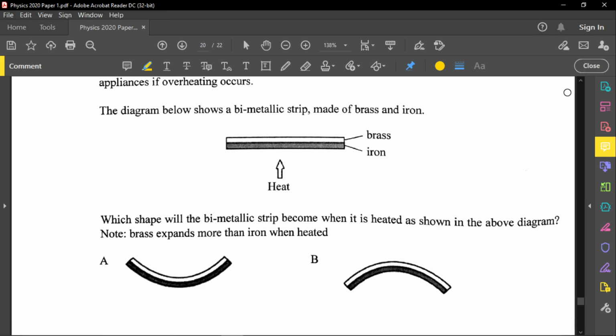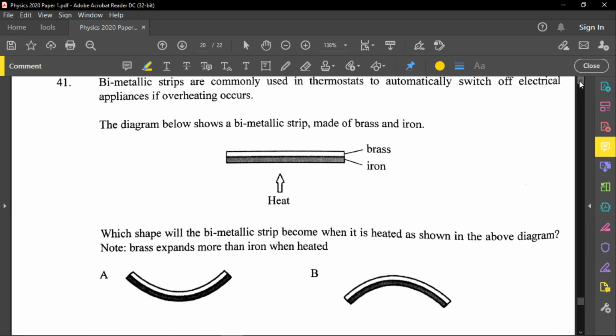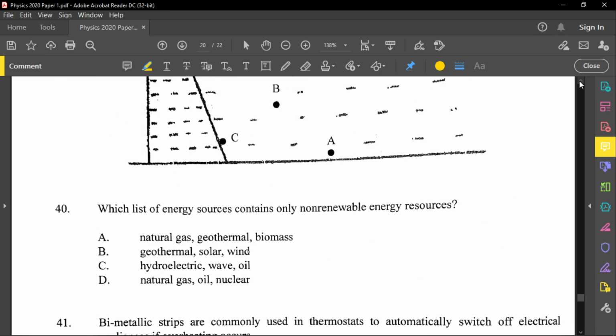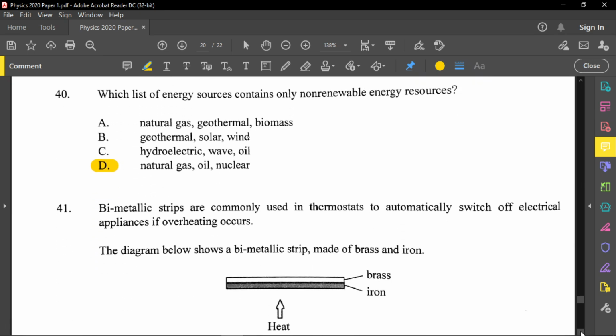All right, so question number 40. It said, which list of energy sources contain only non-renewable energy resources? So we're looking for non-renewable resources. Geothermal is renewable. Solar and wind are renewable as well. Hydroelectricity, yes, renewable. And so all the non-renewable ones will be in option D. Natural gas, oil, nuclear, they are non-renewable. They are very hard to get back. Once they are used, they are very difficult to reform. It takes a very, very long time.